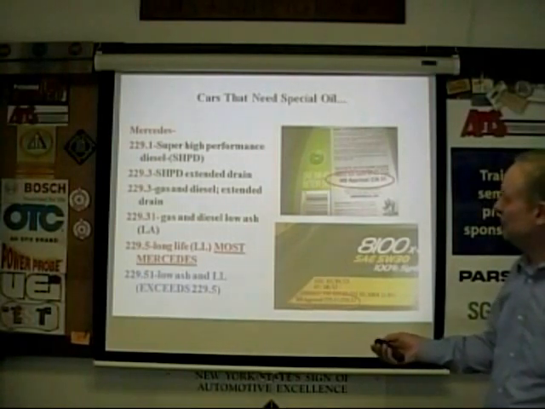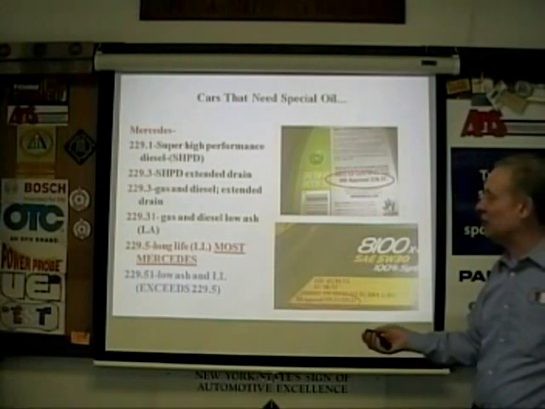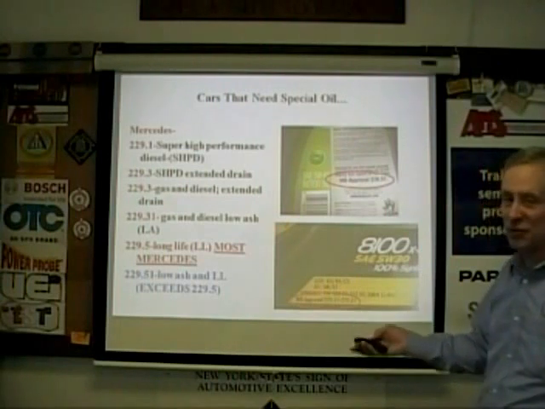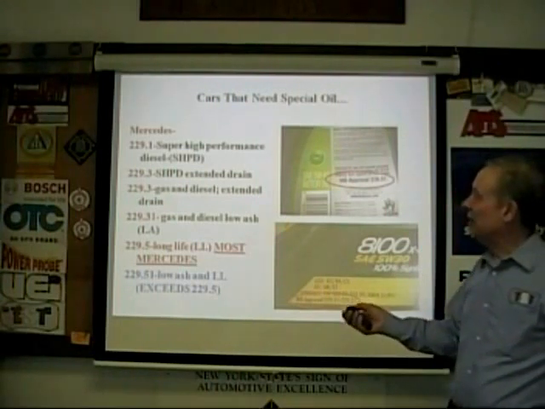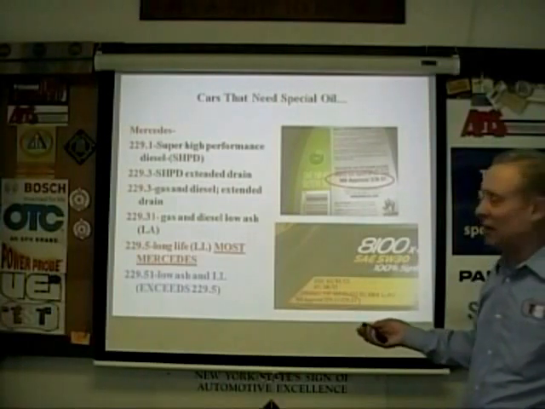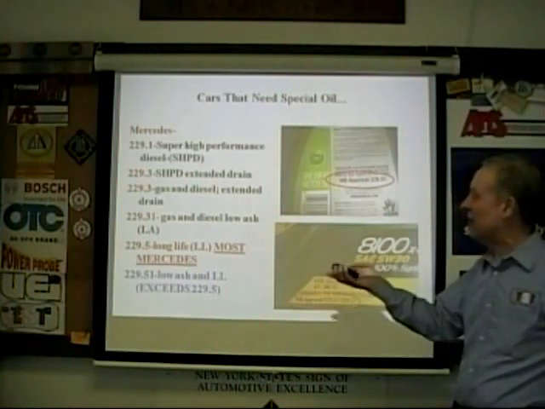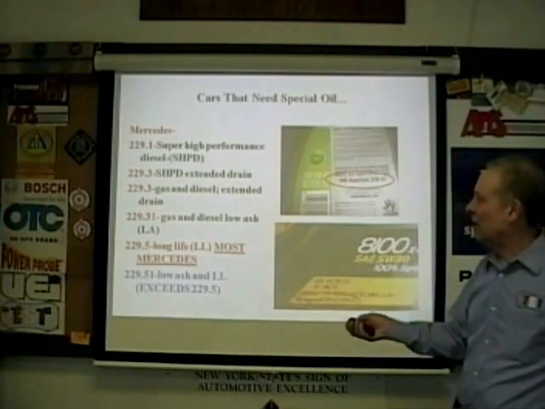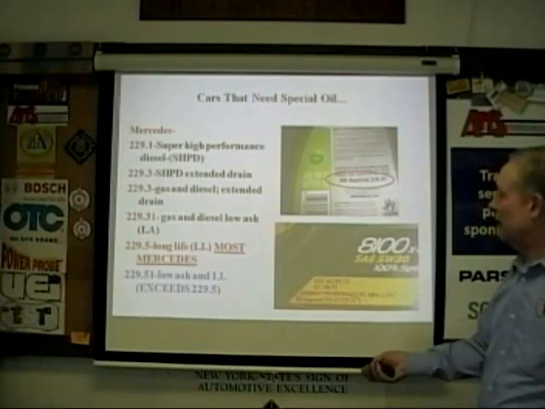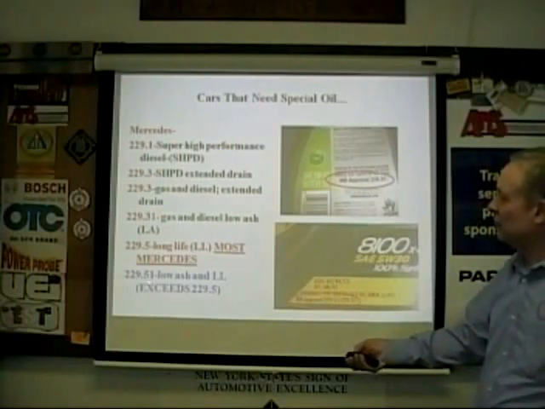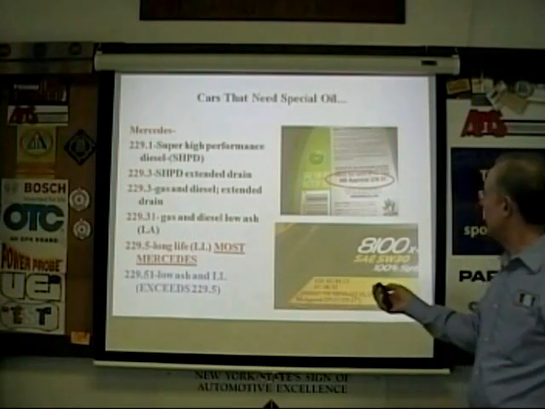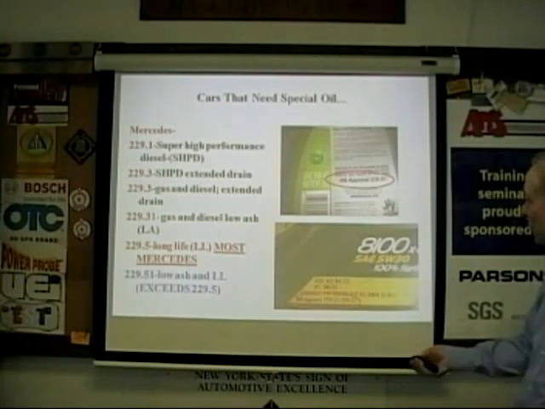All right, Mercedes. We have a bunch of Mercedes specs. They've tried to make it so that every newer spec is backwards compatible. And they say that's true, but I'm not 100% convinced of that. All right, they have this super high performance diesel spec. They have the extended drain spec. As they went further along, they tried to put them together, and they have low ash spec. Long life, most Mercedes, they want that extended oil change interval in there. And low ash exceeds. So you see this one, 229.51, it meets the spec above, it exceeds it. It has to have that on the can. Or there.